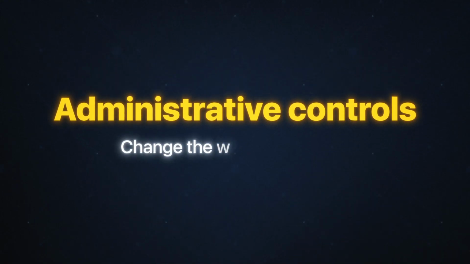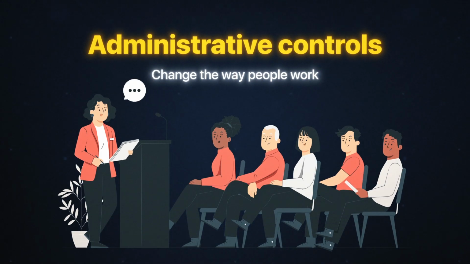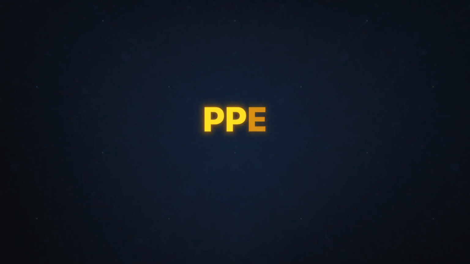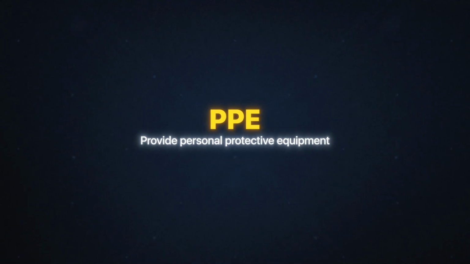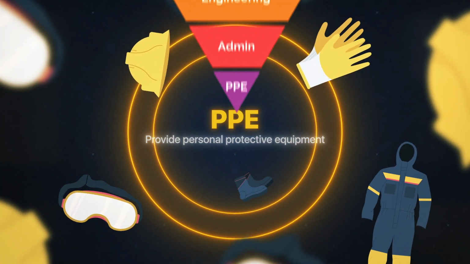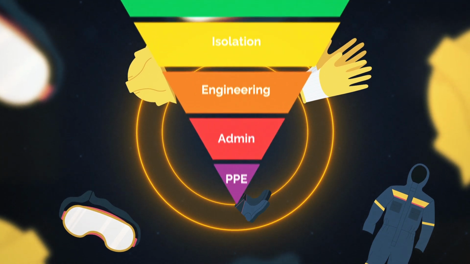Administrative controls. Change the way people work. This might include training, work procedures, or shift changes to reduce exposure. PPE. Provide personal protective equipment, PPE, gear like gloves, masks, or safety glasses to protect workers. This is the least effective control because it doesn't remove the hazard, just helps protect against it.